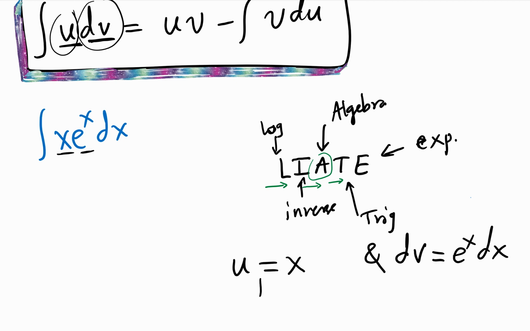So from here, we always find du. du is 1 dx. And here, to find v, you integrate both sides. So the integral of dv is v. The integral of e^x dx is e^x, going backwards.